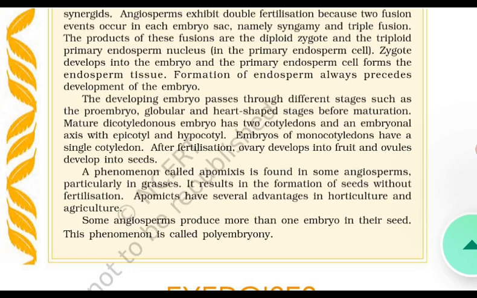A mature dicotyledonous embryo has two cotyledons and an embryo axis with epicotyl and hypocotyl. Embryos of monocotyledons have a single cotyledon. After fertilization, the ovary develops into fruit and the ovule develops into seed. A phenomenon called apomixis is found in some angiosperms, particularly in grasses. It results in the formation of seed without fertilization. Apomixis has several advantages in horticulture and agriculture.